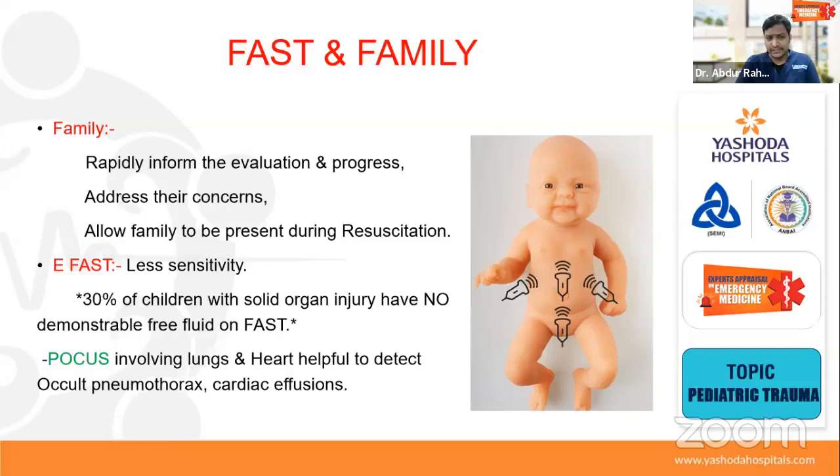EFAST has less sensitivity in the pediatric age group, because 30% of the children with solid organ injury have no demonstrable free fluid on FAST. And FAST involving lungs and heart will be helpful to detect occult pneumothorax and cardiac effusions. So occult findings can be identified using FAST, but sometimes, even despite the presence of organ injury, they can be missed in FAST.